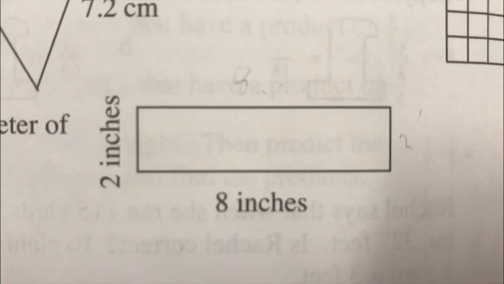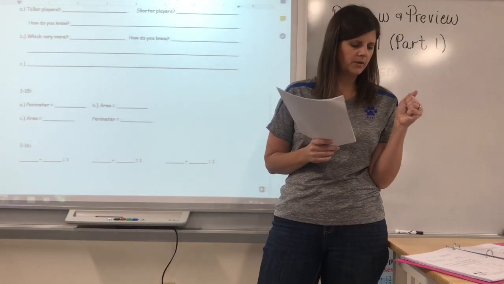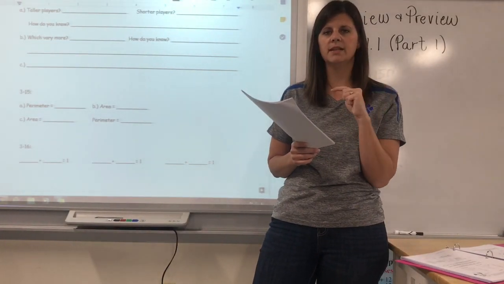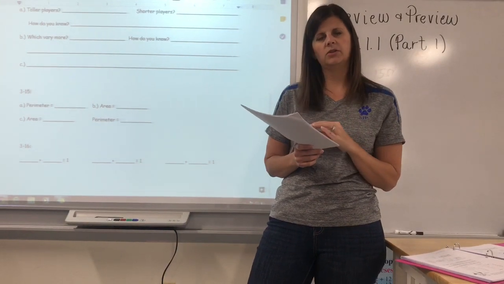On Part C, with that rectangle that's there, they're asking us to find two things. Find the area, find the perimeter. So remember, area means we're going to multiply and include a label. And for perimeter, we have to add all four sides together and then make sure you include a label as well.